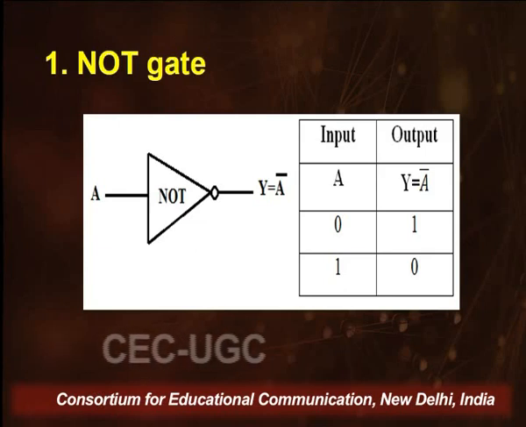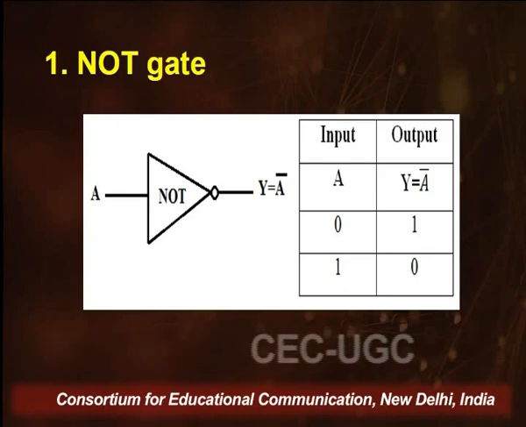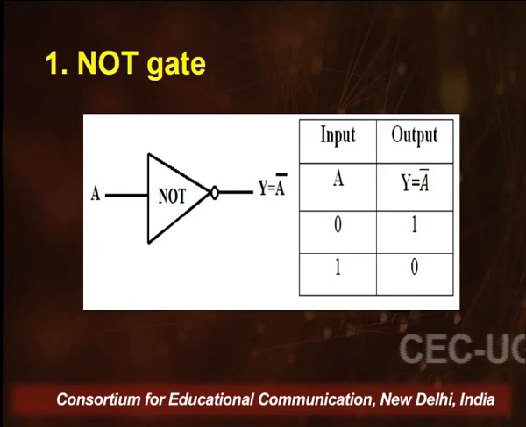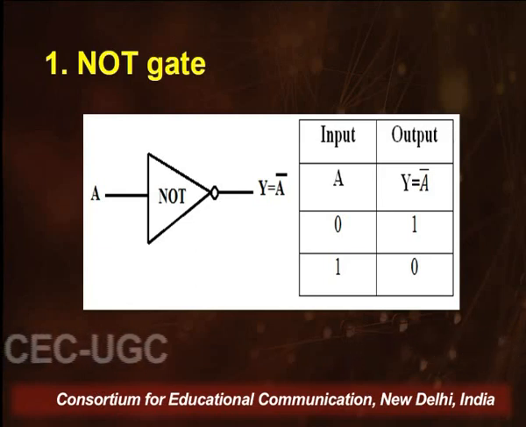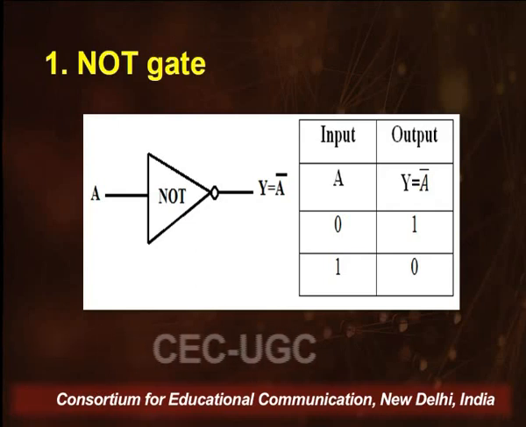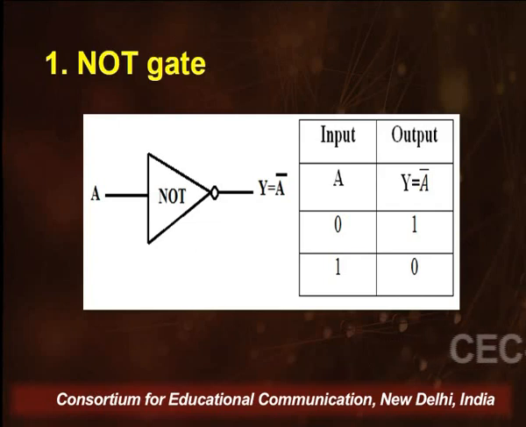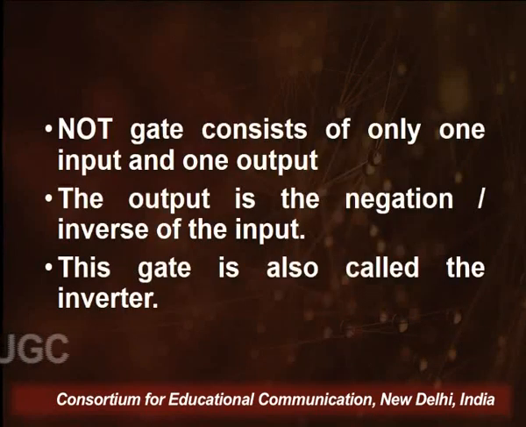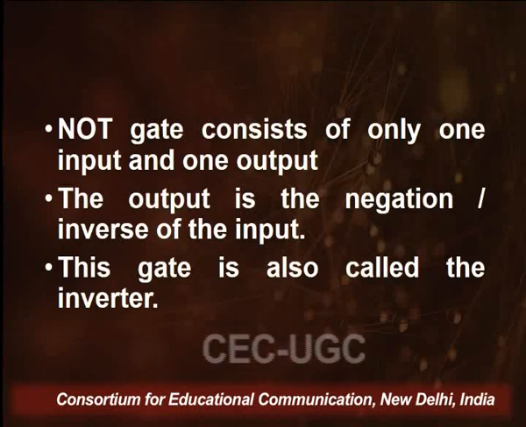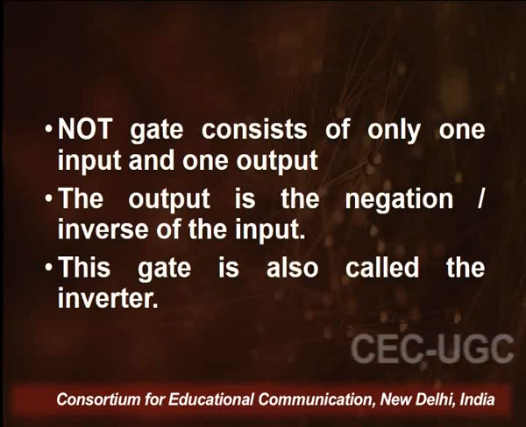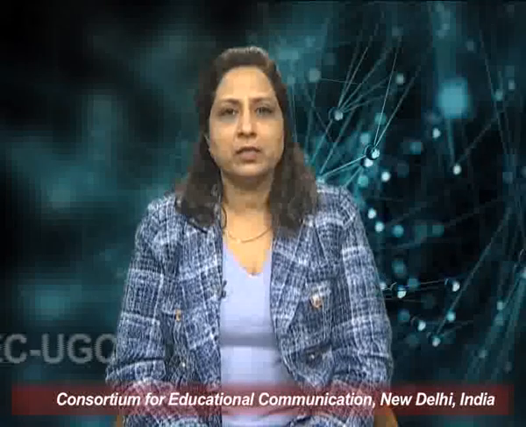This concept that I have introduced is very visible to us through the truth table that we are seeing. The truth table shows when the input is a 0, the output would be a 1. If the input is a 1, the output will be a 0. This is how a NOT gate functions. So just a revision, the NOT gate consists of only one input and one output. The output is a negation or inverse of the input. The gate is also called an inverter, which I just said in the beginning of the introduction.